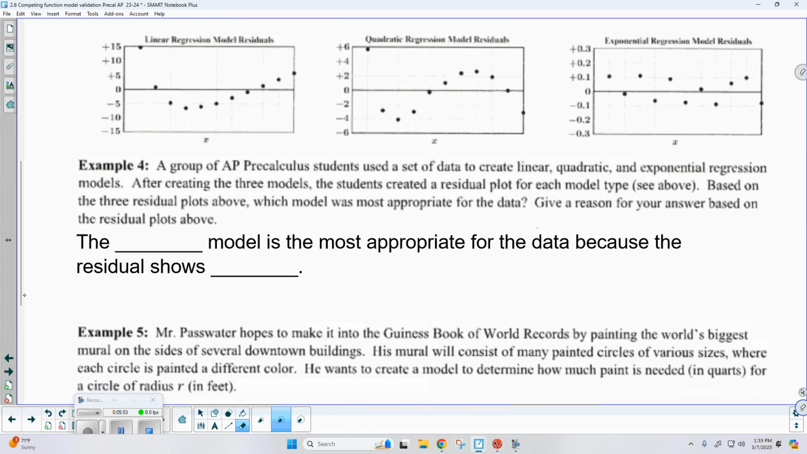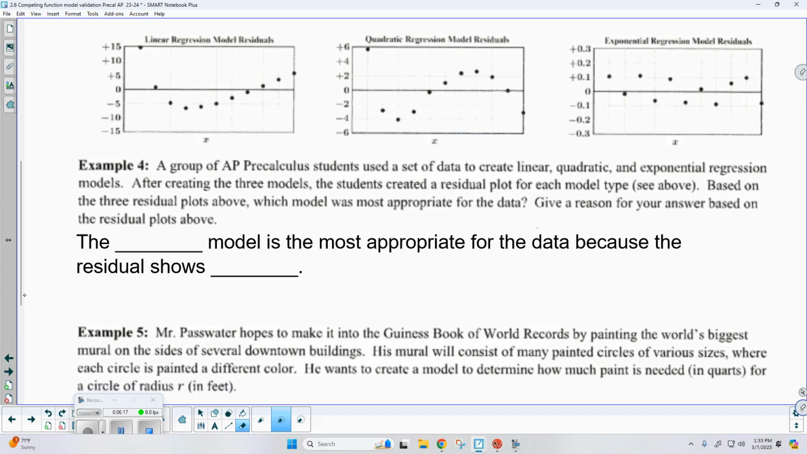So example 4, a group of AP Pre-Cal students used a set of data to create linear, quadratic, and exponential regression models. After creating the 3 models, the students created a residual plot for each model type, shown above. Based on the 3 residual plots above, which model was the most appropriate? Give a reason for your answer based on the residual plots above. Well, let's just go through these one at a time.